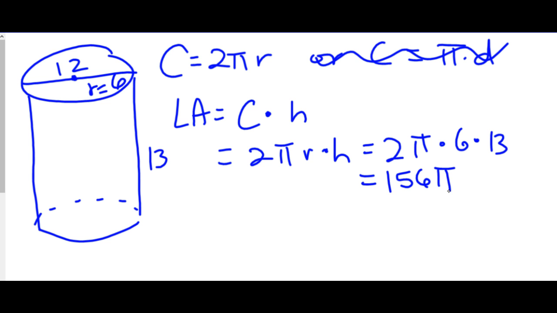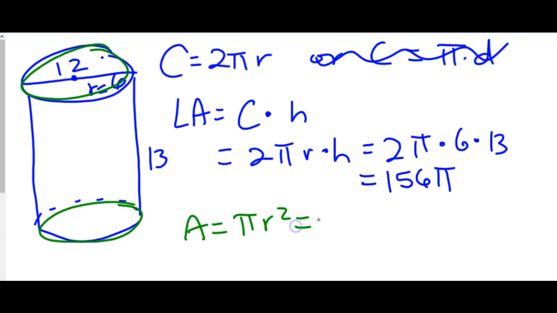So the second part of our surface area formula was area of the bases. Again, there's two bases. There's the top circle and the bottom circle. And area of that is pi times radius squared. So we already know the radius is 6, which gives us 36 pi when we square it. But since there's two of them, we have to times by 2.